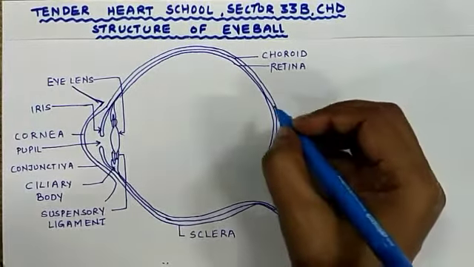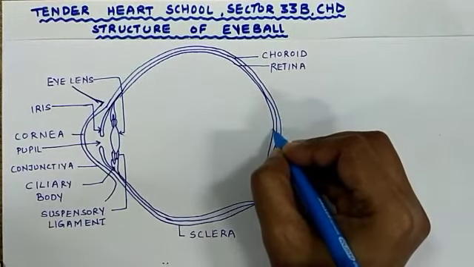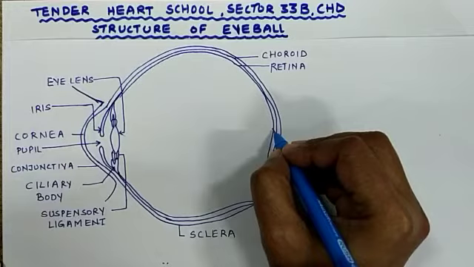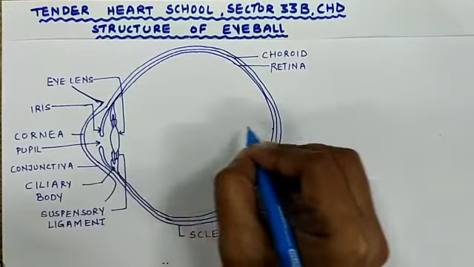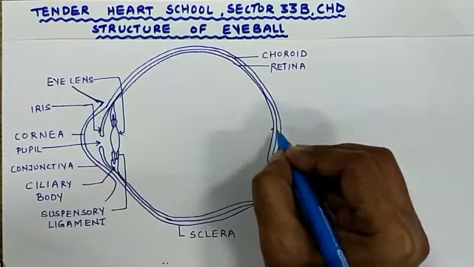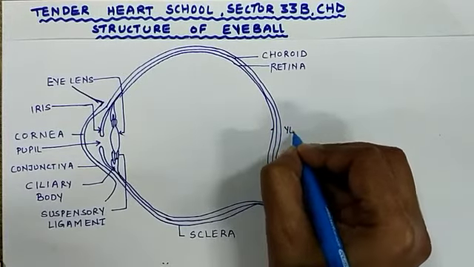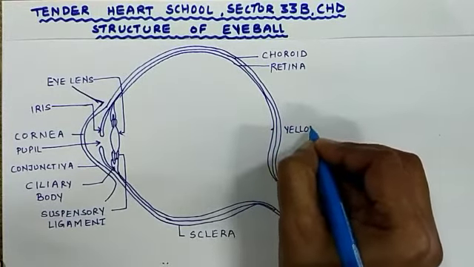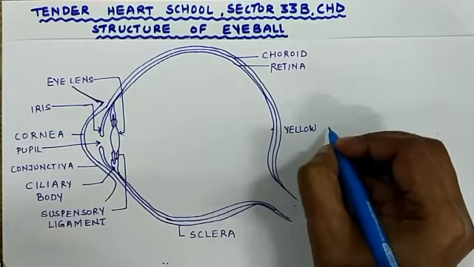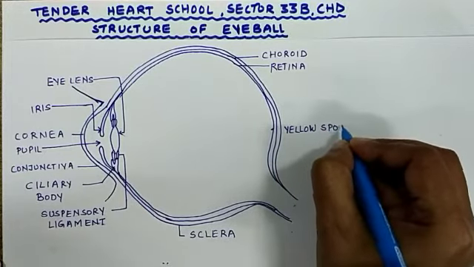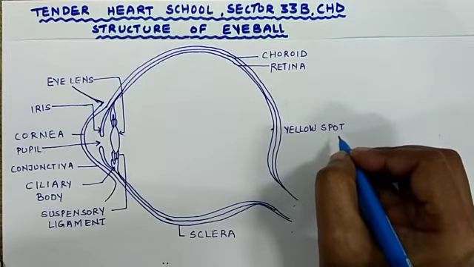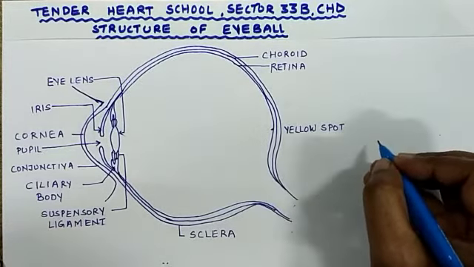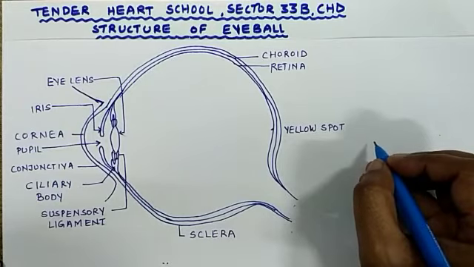Now children, at the back of the eye, almost at the center on the horizontal axis of the eyeball, this point, this is called the yellow spot. What is yellow spot? Yellow spot is the region of best vision. It is the area of best and brightest vision.